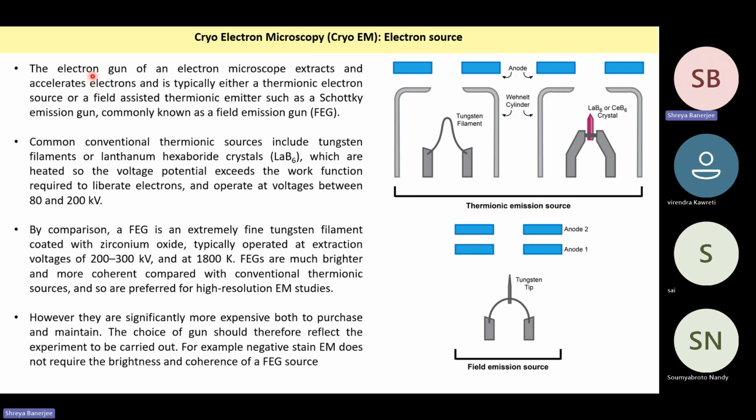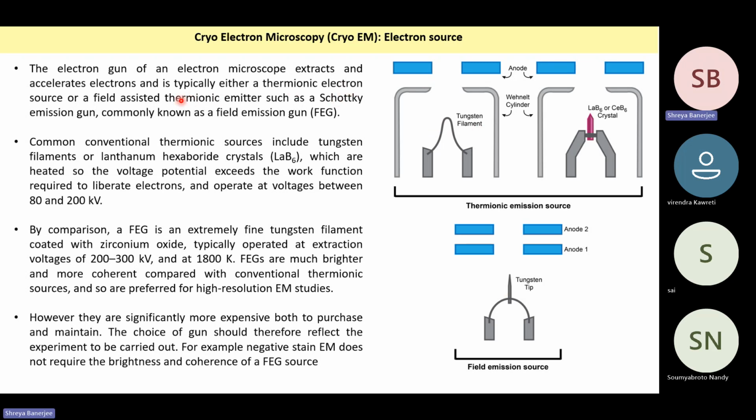Now we'll talk about the electron source. The electron gun of an electron microscope extracts and accelerates electrons and is typically either a thermionic electron source or a field-assisted thermionic emitter, such as a Schottky emission gun, commonly known as a field emission gun. What this means is that the source of the electron is either thermionic emission. That is, suppose there is a tungsten filament, you are heating the tungsten filament and the electrons are being ejected. That is called thermionic electron source.